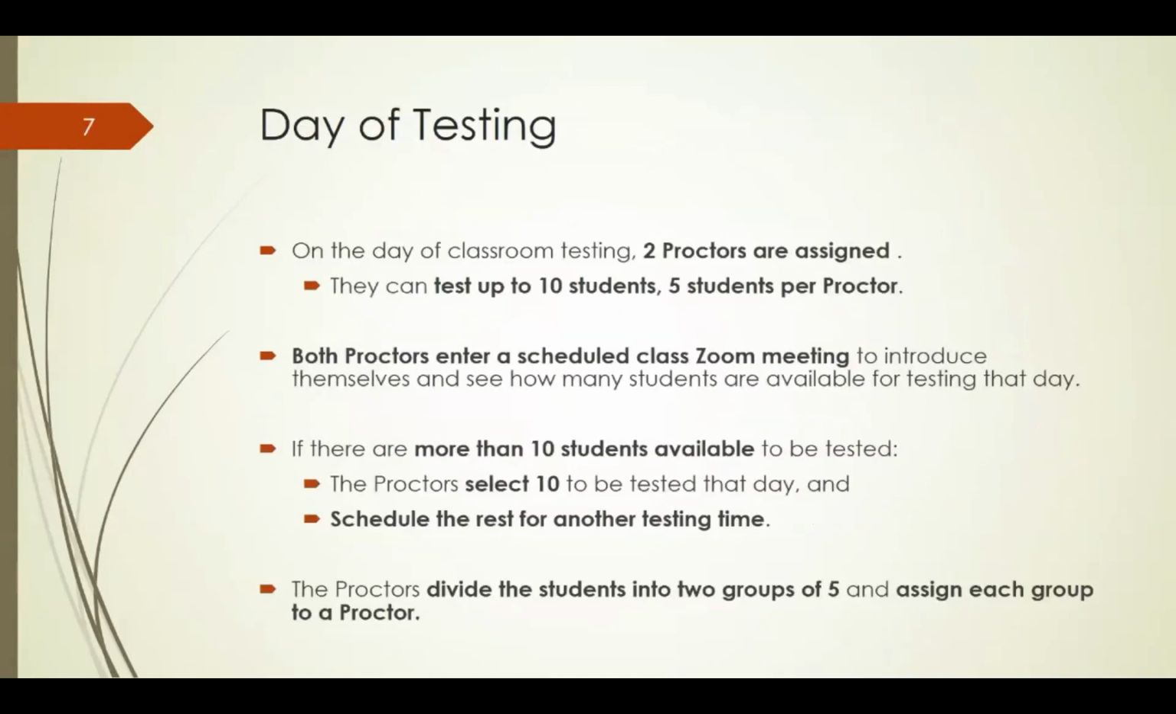Day of testing. On the day of classroom testing, 2 proctors are assigned. They can test up to 10 students, 5 students per proctor. Both proctors enter a scheduled class Zoom meeting to introduce themselves and see how many students are available for testing that day. If there are more than 10 students available to be tested, the proctors select 10 to be tested that day and schedule the rest for another testing time. The proctors divide the students into 2 groups of 5 and assign each group to a proctor.